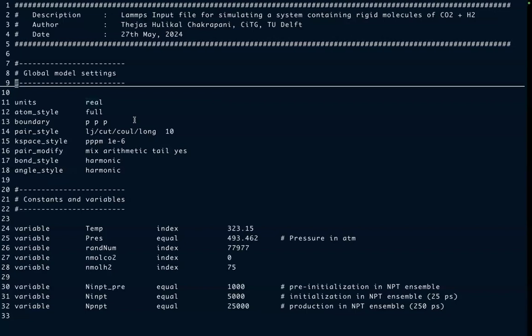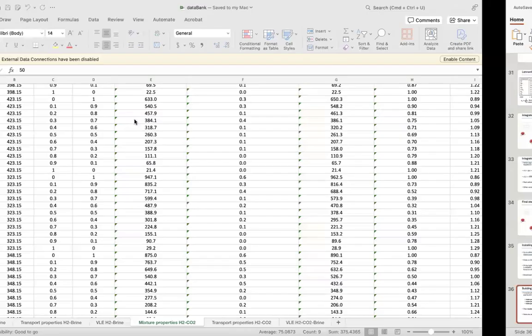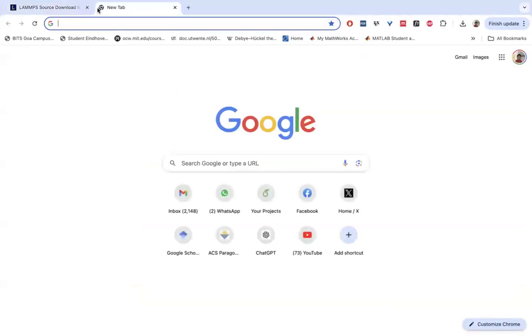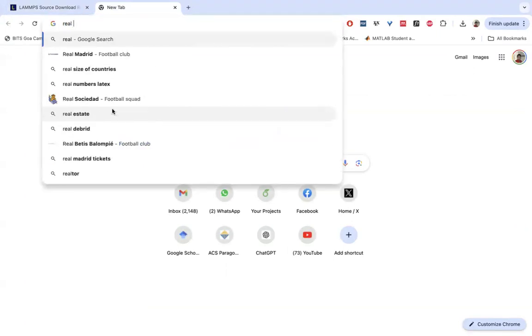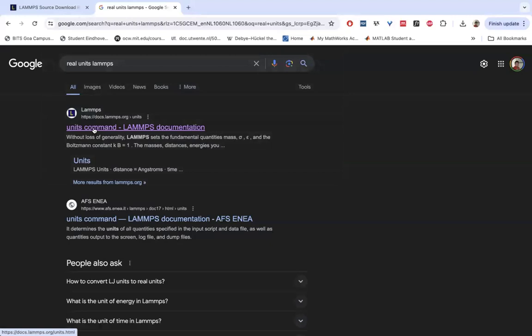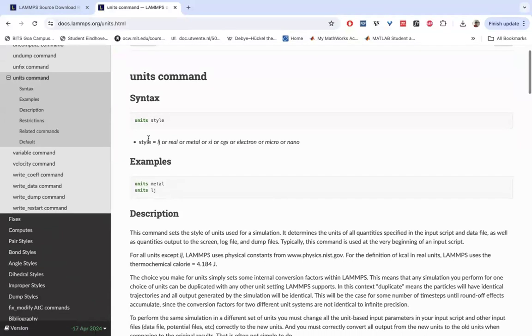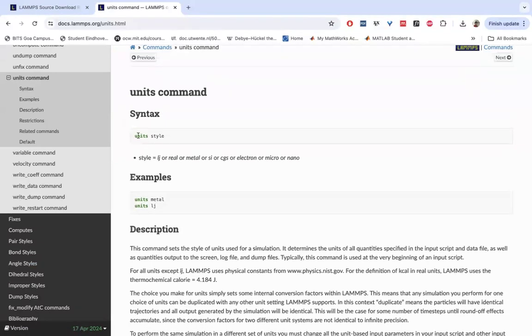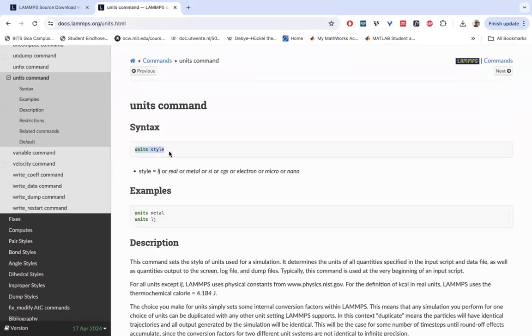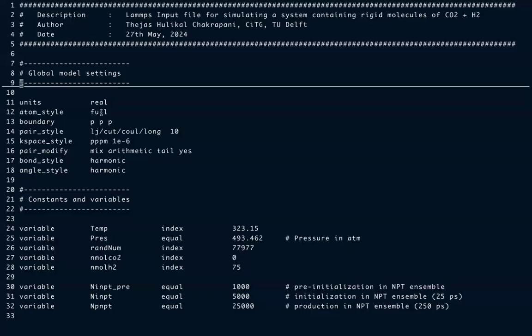To understand what these real units are, it's always good to go to the LAMMPS documentation. The LAMMPS documentation is quite well written and you have all the information there. All you have to do is search for real units LAMMPS, and you end up with this page called units command. It tells you the syntax of this command: units and style. And this is exactly what I've done here: units, and then the style is real.